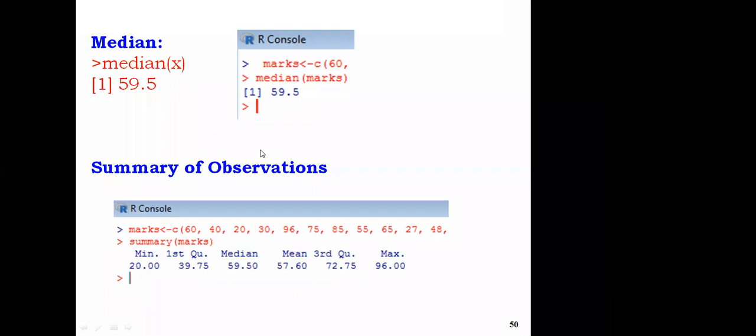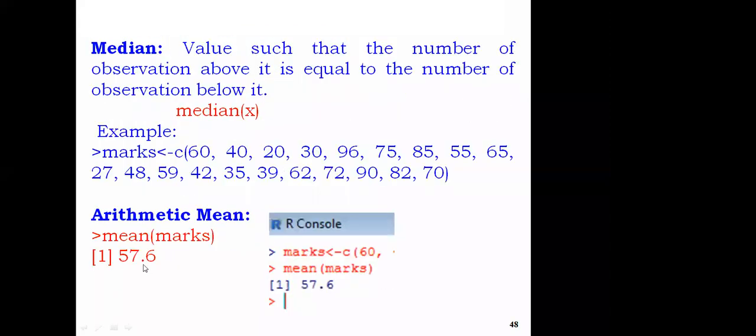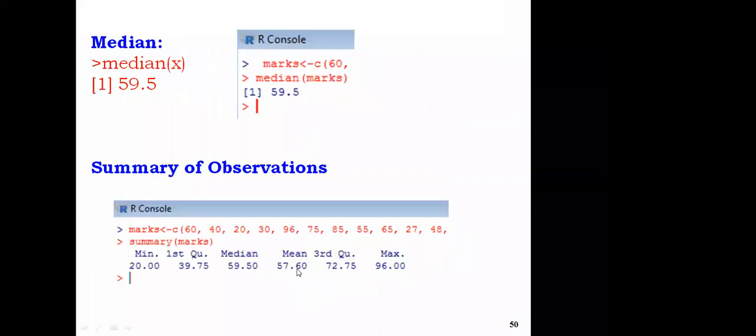Summary of observations: on the basis of this example, you write summary within brackets. It will show the minimum value, the maximum value, the first quartile, and then the mean, 57.60. What is the value of our mean? 57.6. Then this is the third quartile, and this is the value of our median, 59.5. This is the summary of observations we have taken on the basis of this example.